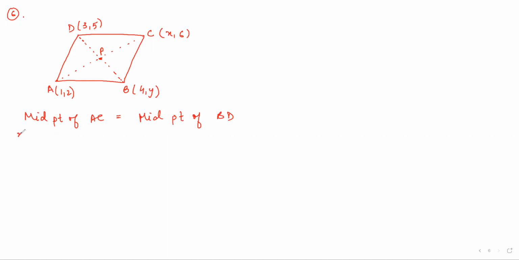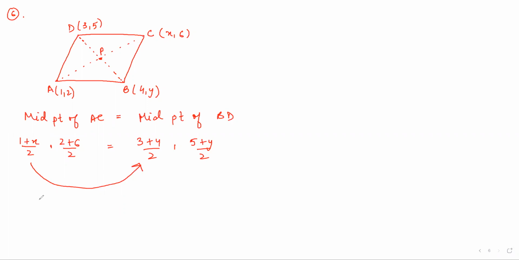Midpoint means x1 plus x2 divided by 2. Take AC: the x coordinate is 1 plus x divided by 2, and the y coordinate is 2 plus 6 divided by 2. This is equal to BD: 3 plus 4 divided by 2, and 5 plus y divided by 2. Basically this coordinate is equal to this one.